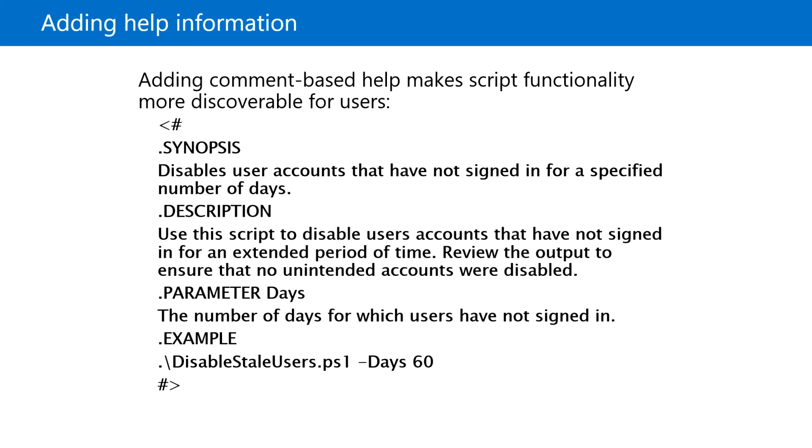Okay, next we'll see adding help information. To make our script functionality more discoverable to users, we can configure help information in our script. The help information is placed at the top of the script in the block comment, so that PowerShell does not try to process the help information, but it keeps the help information discoverable by using the Get-Help command.